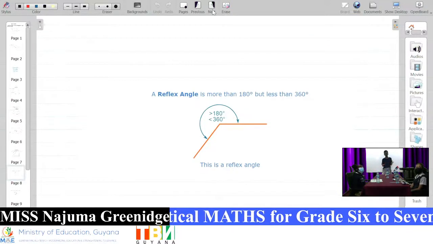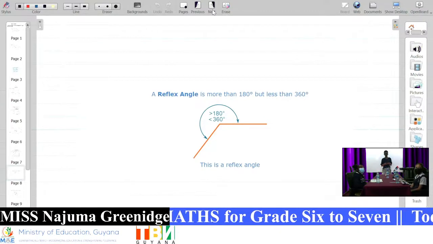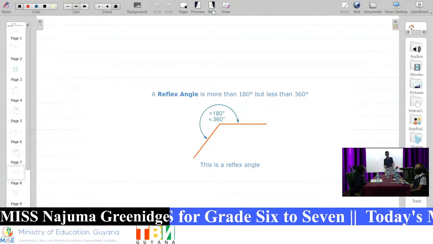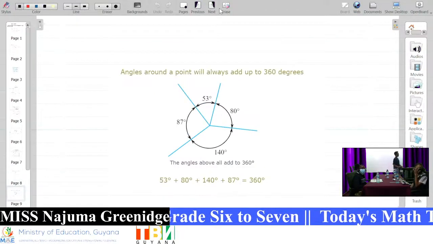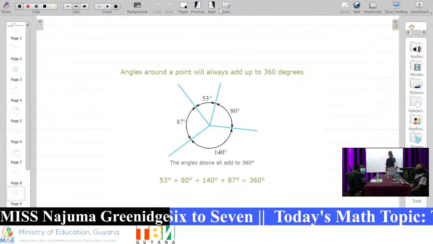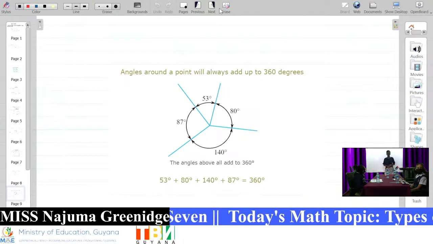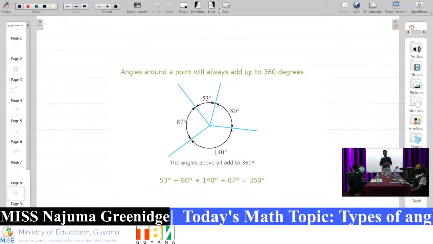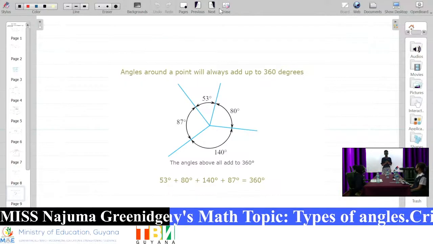And so you can have an idea of what a reflex angle looks like. So sometimes with a reflex angle, you can also have another type of angle with the reflex angle. All right, that's the idea. Now you can also have a scenario where the circle is divided into different portions, and each portion is made up of different angles. But what is going to happen is that the total of the angles, because you're dealing with a circle, will give you how much?